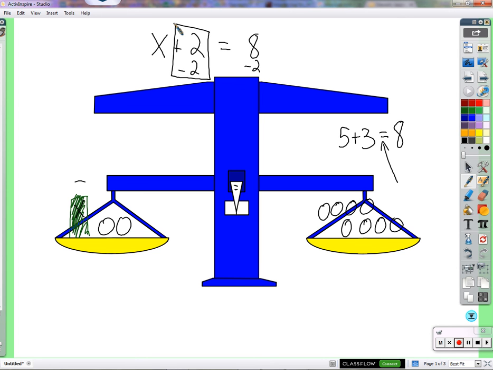Taken anything away, but let's look at what we have. We have two that are pushing down on this tray, and two that are pulling up on this tray. So if there's two that are pushing down and two that are pulling up, then what's the net result of that?